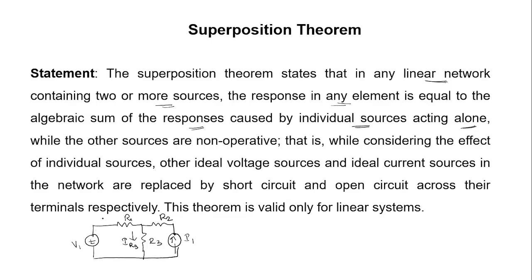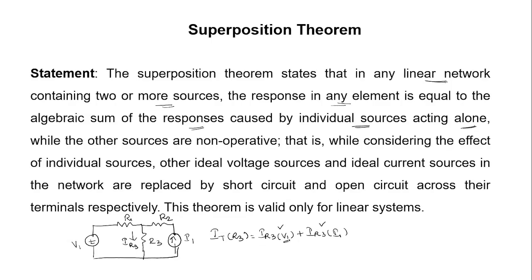The theorem states that V1 will contribute some current to R3 when it is acting alone. So that means I1 should be made 0. Similarly, when V1 is made 0, I1 will contribute some amount of current to R3. So according to this theorem, the total current flowing through R3 will be equal to the current through R3 when V1 is acting alone plus the current through R3 when I1 is acting alone. In both cases, the other sources should be made 0.